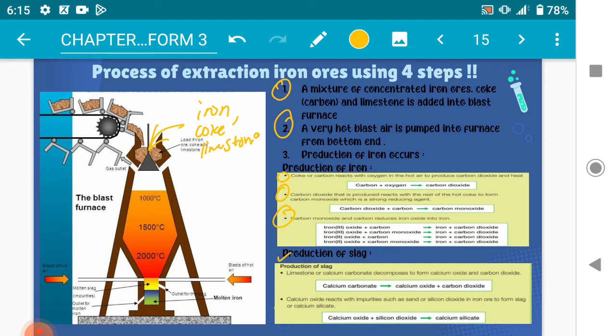So limestone or calcium carbonate, you can read over here, decomposes to form calcium oxide and carbon dioxide. Alright. And the second one, calcium oxide reacts with impurities such as sand or silicon dioxide in iron ore to form slag or calcium silicate. Okay, so these are the three steps.